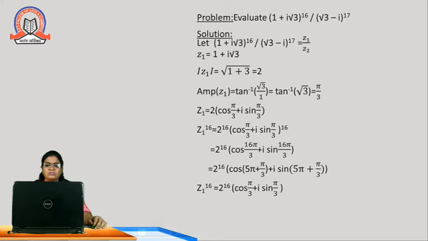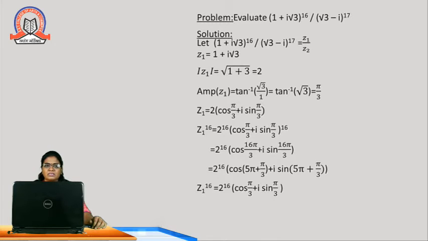(1 plus i root 3) power 16 upon (root 3 minus i) power 17. So z1 is the numerator, z2 is the denominator. Now taking z1 equal to 1 plus i root 3 separately we are calculating, then we are finding z2. Taking the modulus we are getting the answer of z1 is 2. Amplitude of z1 is tan inverse of root 3 by 1, that is pi by 3.